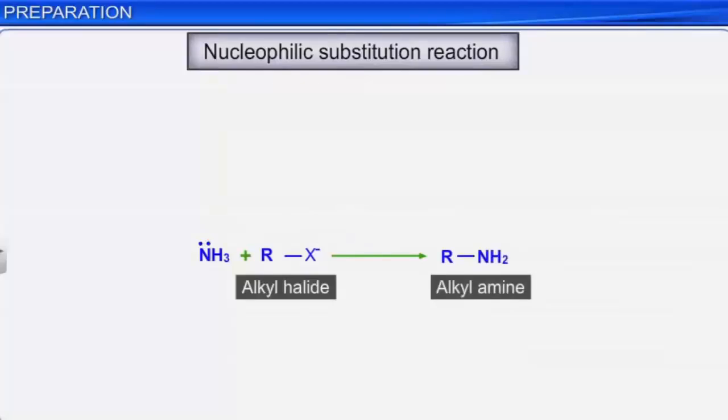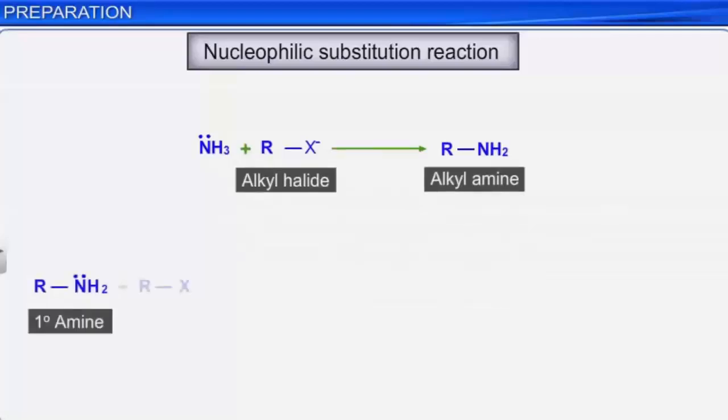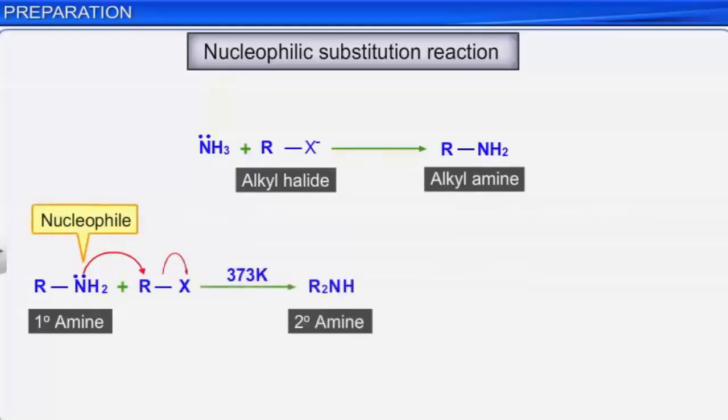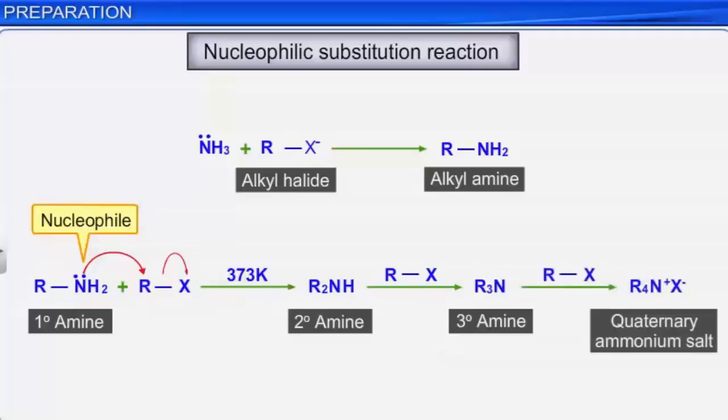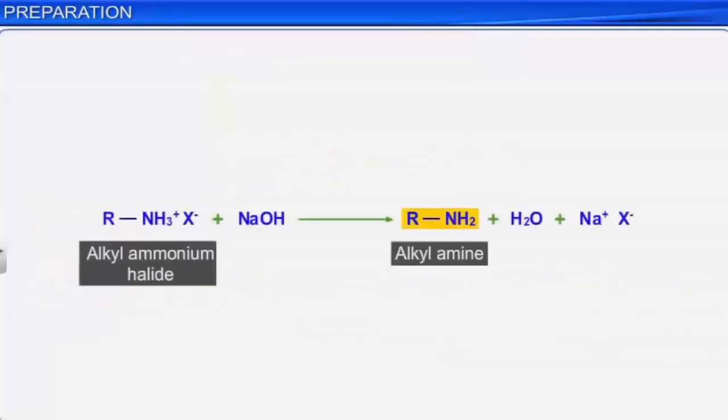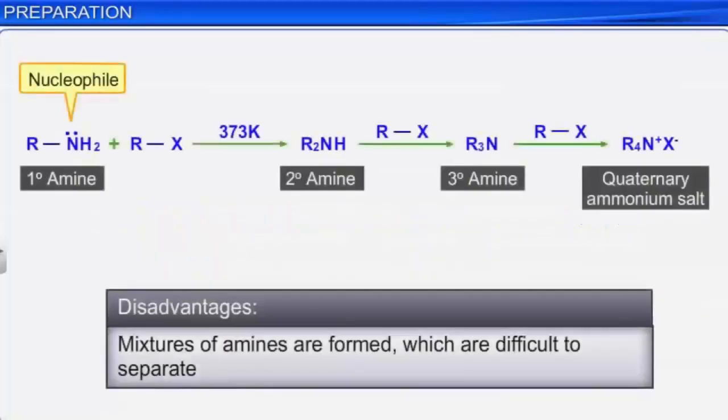The primary amine thus obtained acts as a nucleophile and reacts further with more of alkyl halide to form secondary and tertiary amines as well as quaternary ammonium salt. The free amine can be obtained from the ammonium salt on treatment with a strong base, such as sodium hydroxide. Ammonolysis has the disadvantage of yielding a mixture of primary, secondary, and tertiary amines besides a quaternary ammonium salt, which is difficult to separate.